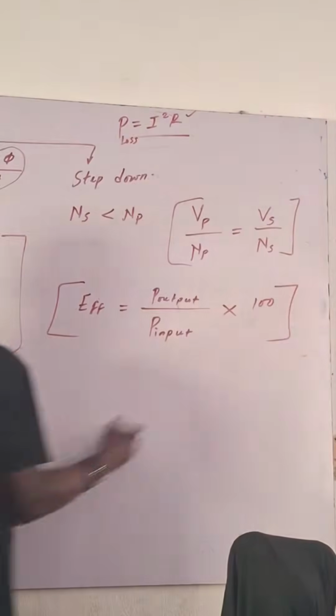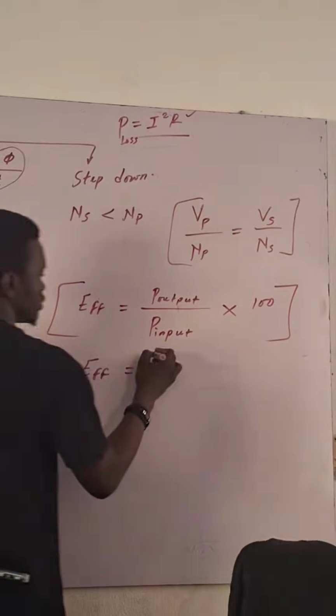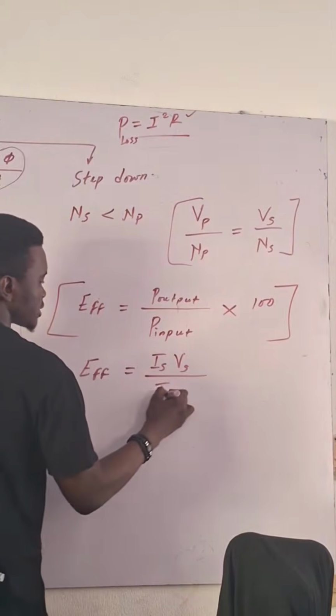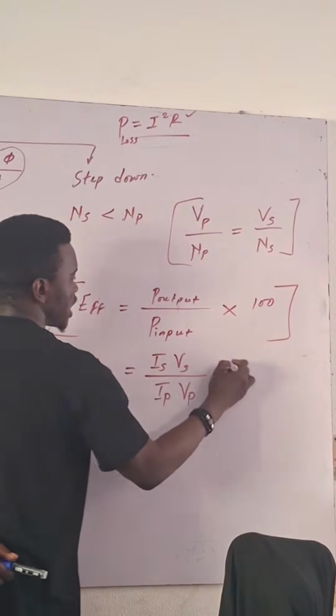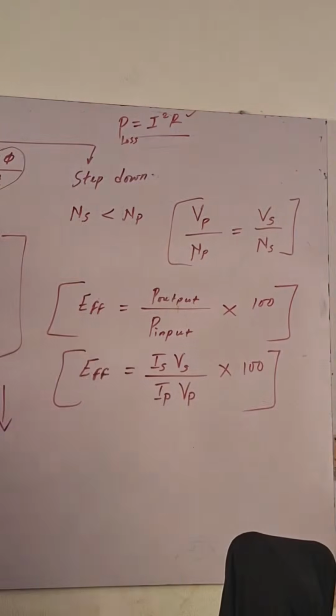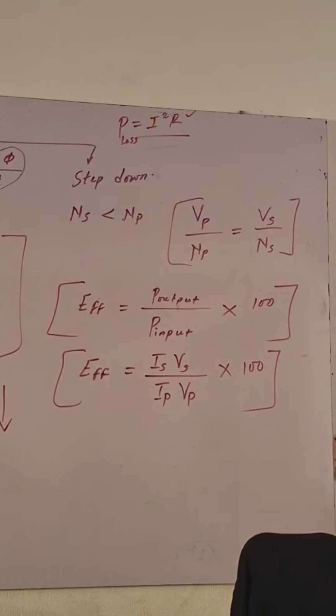Which one is usually your power output? Secondary. So that's IsVs over IpVp times 100. Do you get that point? So you are putting in power at primary, then you are getting it out at secondary. That's what we call the efficiency of a transformer. So can we move on?